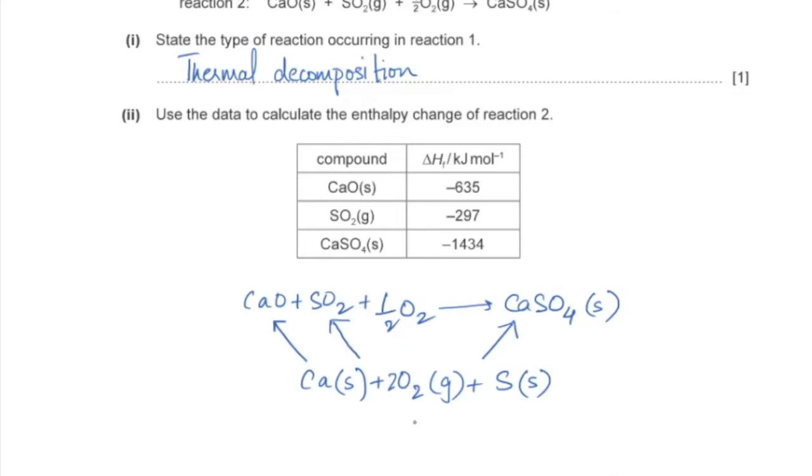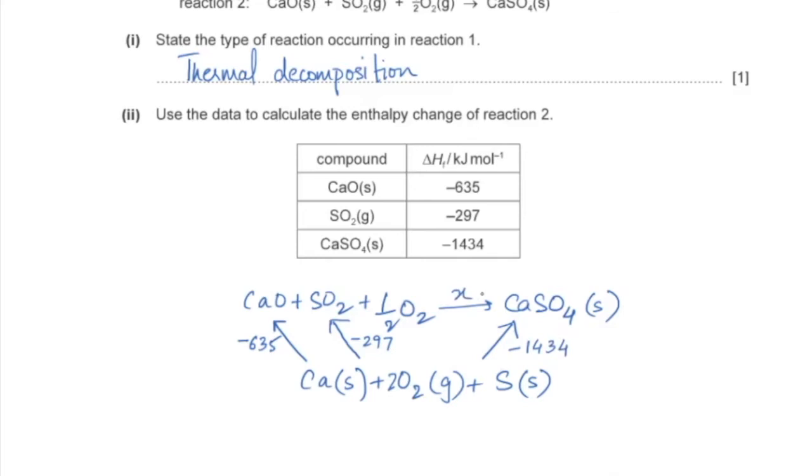Now we need to label all these arrows with their respective formation enthalpies. So 1 mole of calcium oxide will have an enthalpy of -635. 1 mole of sulfur dioxide will have an enthalpy of -297. And 1 mole of calcium sulfate solid will have -1434. Remember that the enthalpy of formation of a gaseous element will have a value of 0, and this is unknown to us.